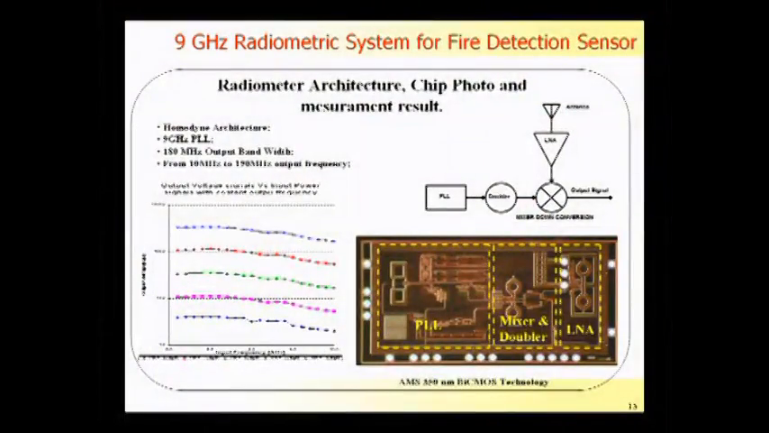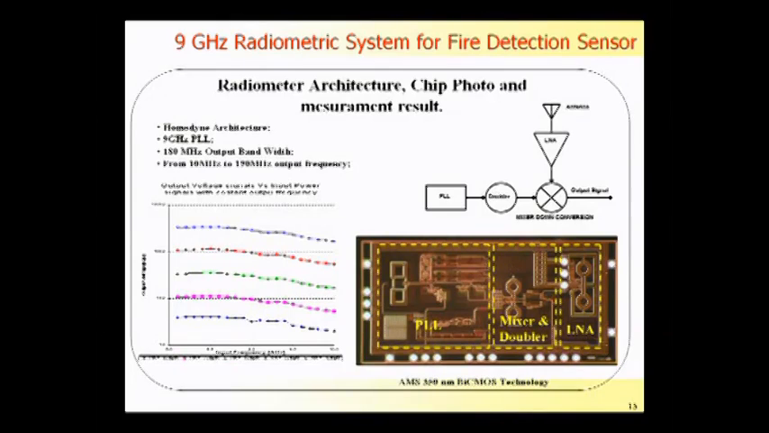Here is the picture of the chip. You can see the PLL. We have the LNA, the down-conversion mixer, and the PLL with the doubler that works as a local oscillator. Here is the mixer, and here is the LNA.